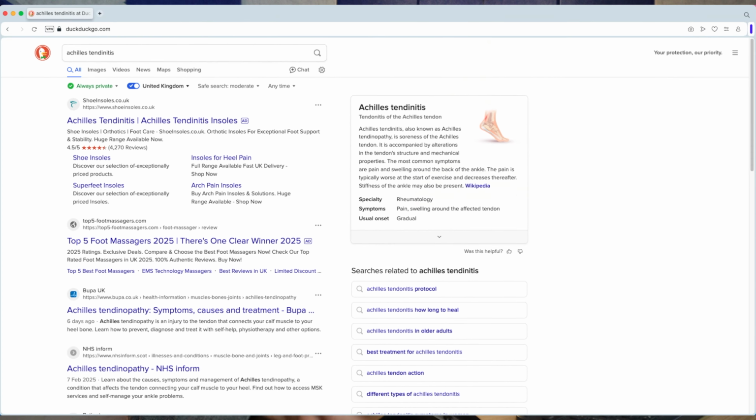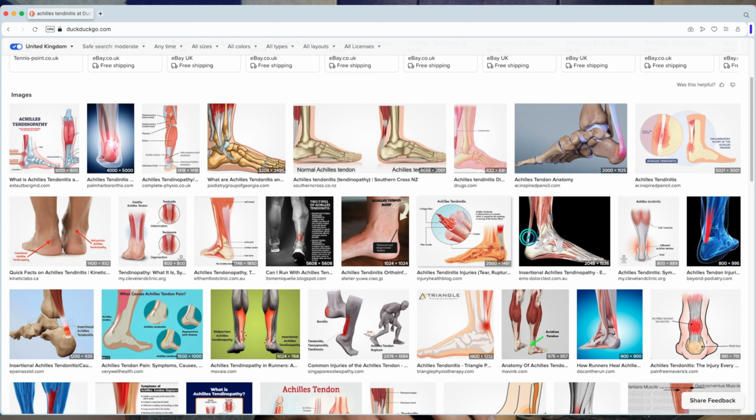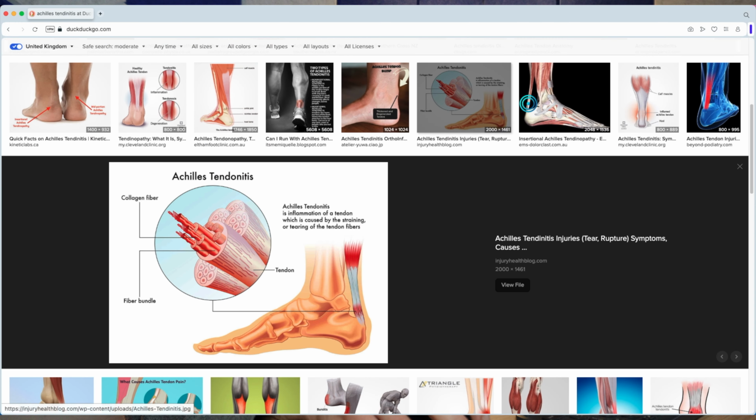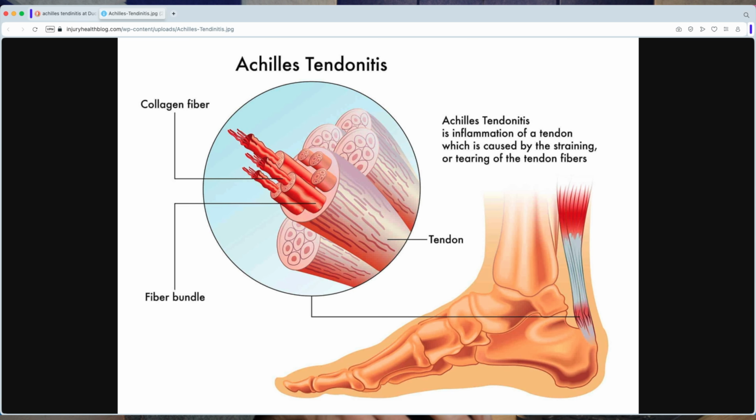Most of the problems I have, it is generally noted when I start getting the stiffness of the ankle, this could be a flare up of my Achilles tendon. Let's look at some images so we can get an idea of what we're looking at. Okay, so Achilles tendonitis is an inflammation of the tendon, which is caused by the straining or tearing of tendon fibers. The way that most people recommend you treat Achilles tendons are the same as they recommend with most of the injuries, which is rest, ice, compression, elevation, and drugs.